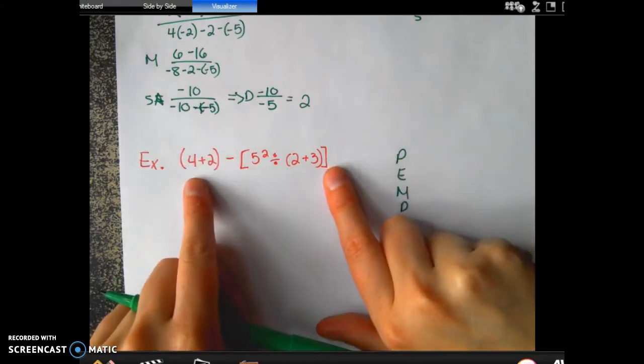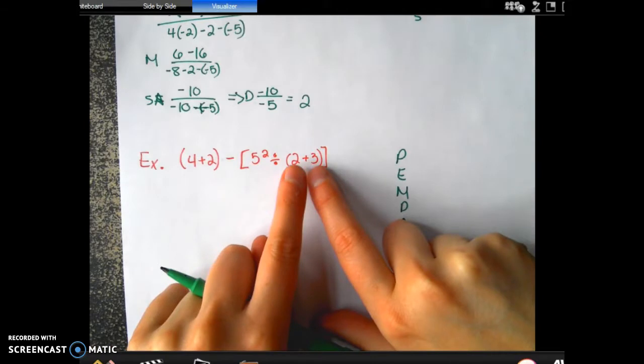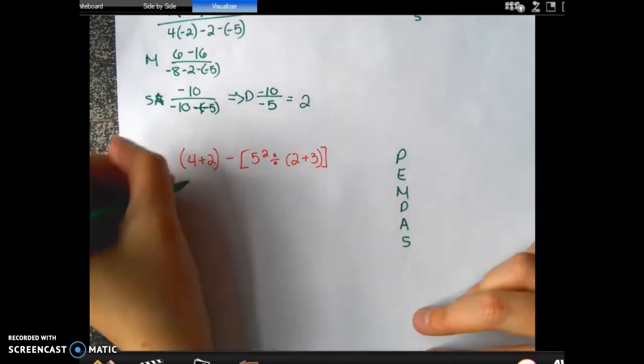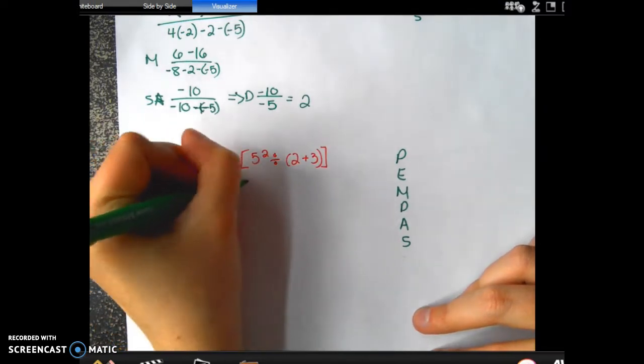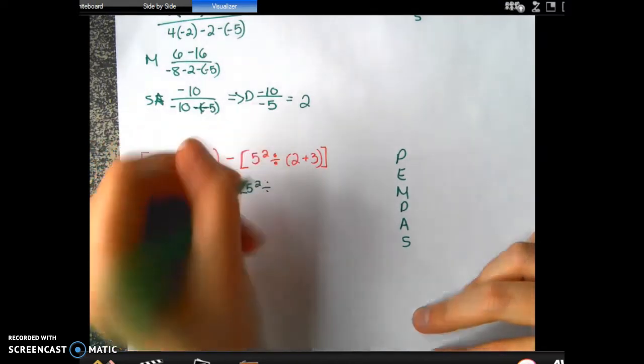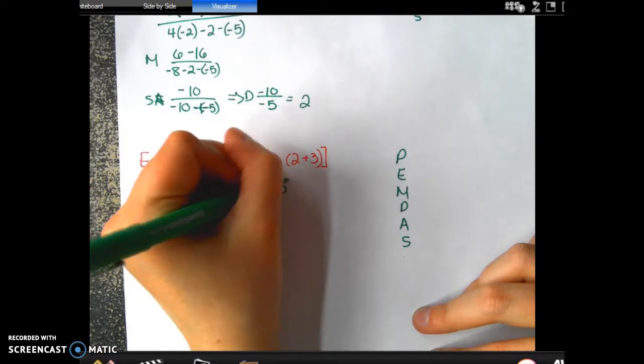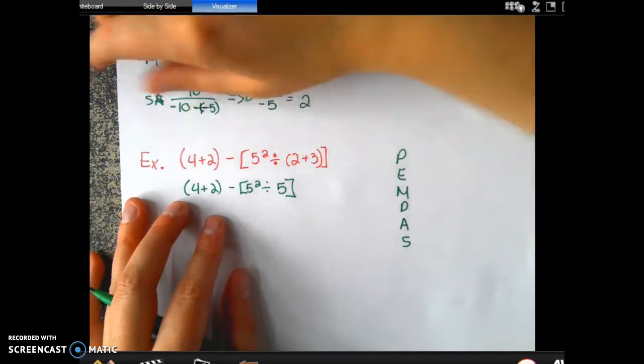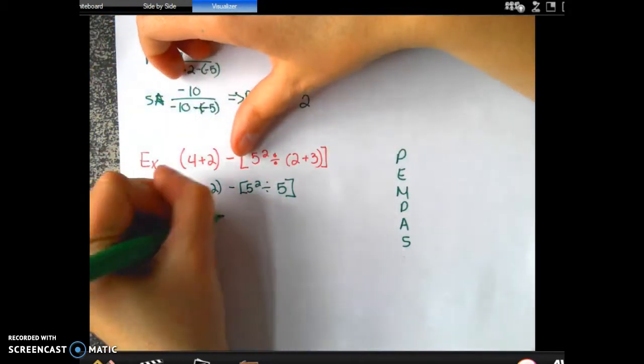So my innermost parentheses are these right here. See how they are inside the brackets. I need to do this first. So 4 plus 2 minus 5 squared divided by 2 plus 3 is 5. Now, I have two different sets of parentheses, so I can kind of do them simultaneously. I can do 4 plus 2, that's easy, that gives me 6.